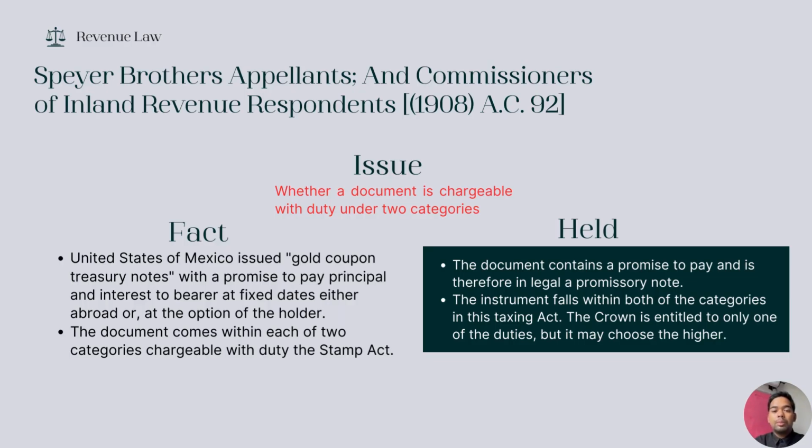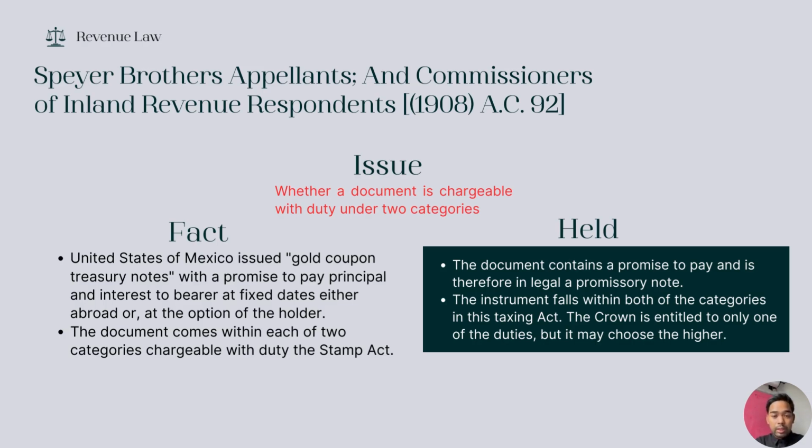So looking at Speyer Brothers Appellants and Commissioner of IR, the fact of this case is that the United States of Mexico issues a gold coupon treasury note with a promise to pay principal and interest. So there is a two liability of head charge to bearer at a fixed date either abroad or at the option of the holder. The document comes within each of two categories chargeable with duty under the stamp act. So the chargeable category is the liability of principal to pay the principal and the interest to the bearer. So the issue is whether a document is chargeable with duty under two categories.